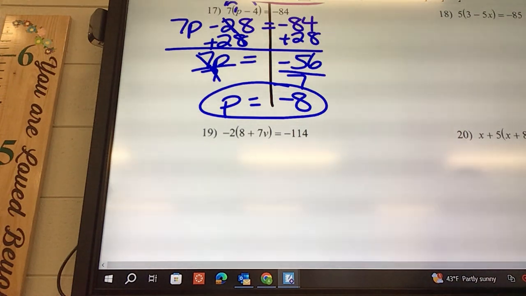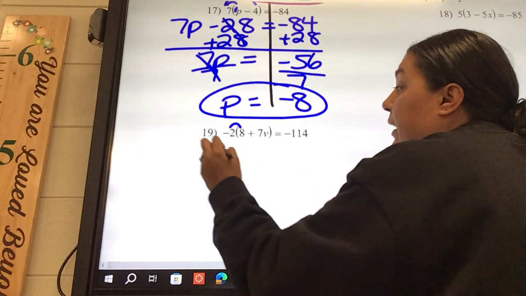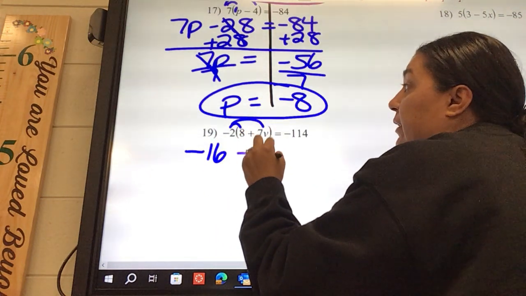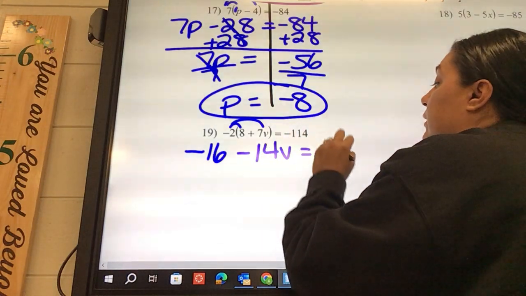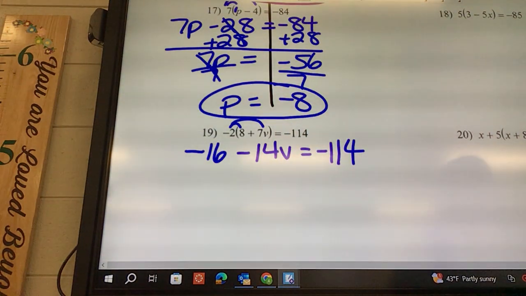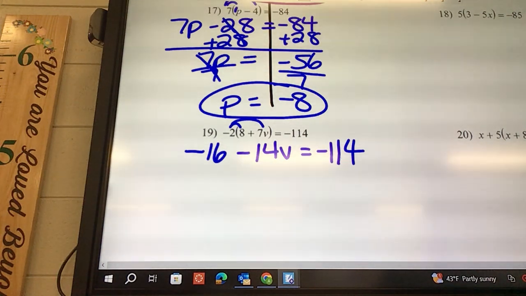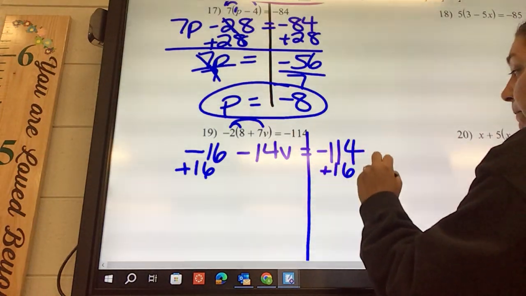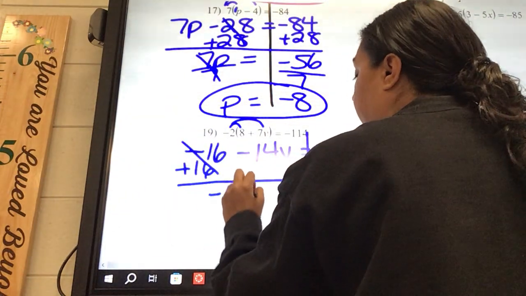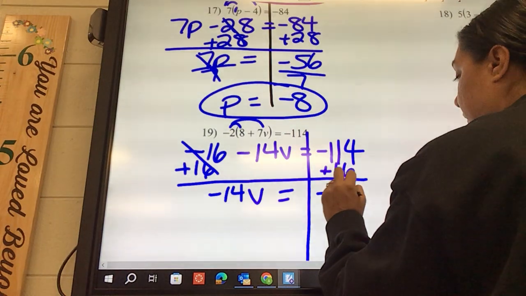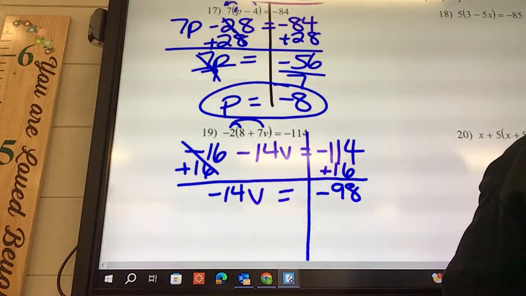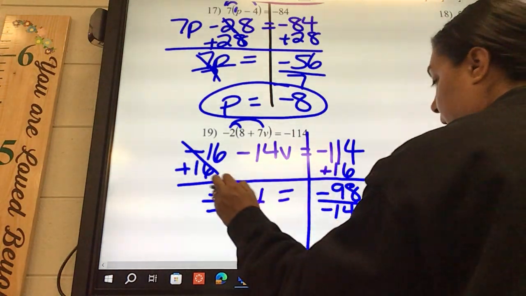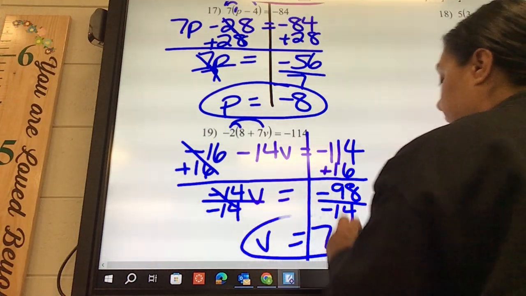Okay, and last one, 19, I'm going to say negative 2 times 8 is going to be negative 16. Negative 2 times 7 is going to be negative 14b equals negative 114. Okay, 16 is the kid, so we're going to add 16 on both sides. So I got negative 14b equals negative 98. And then we're going to divide by negative 14. So we get b equals 7.